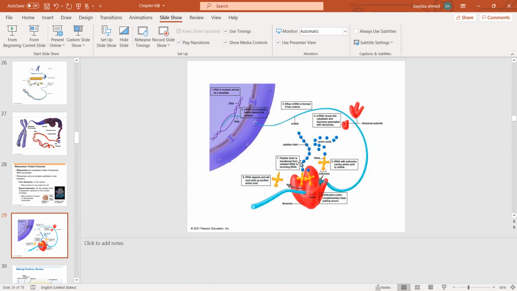The amino acid sequence of each polypeptide that has been synthesized is translated from the sequence that the messenger RNA brings from the DNA. So the sequence of amino acids depends on the sequence of nucleotides of the DNA molecules.